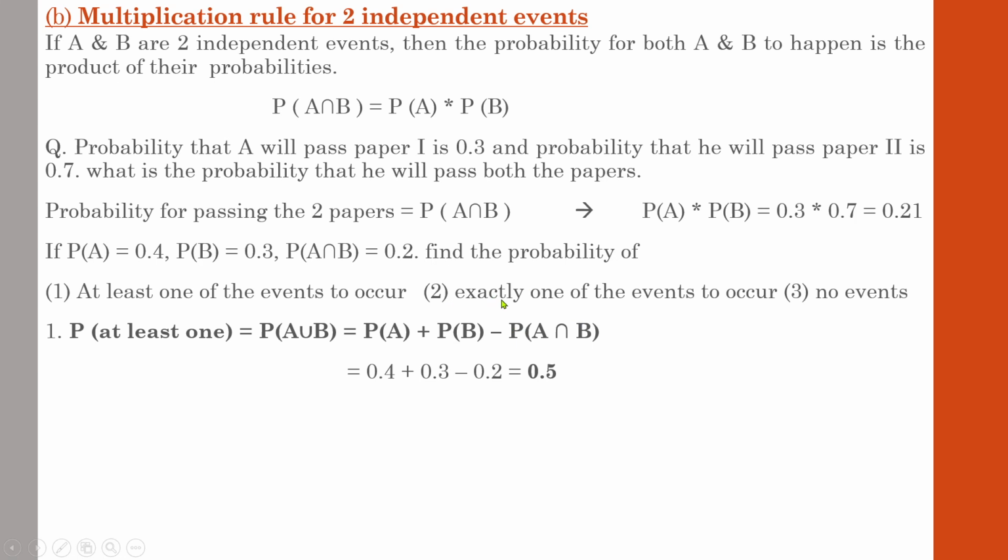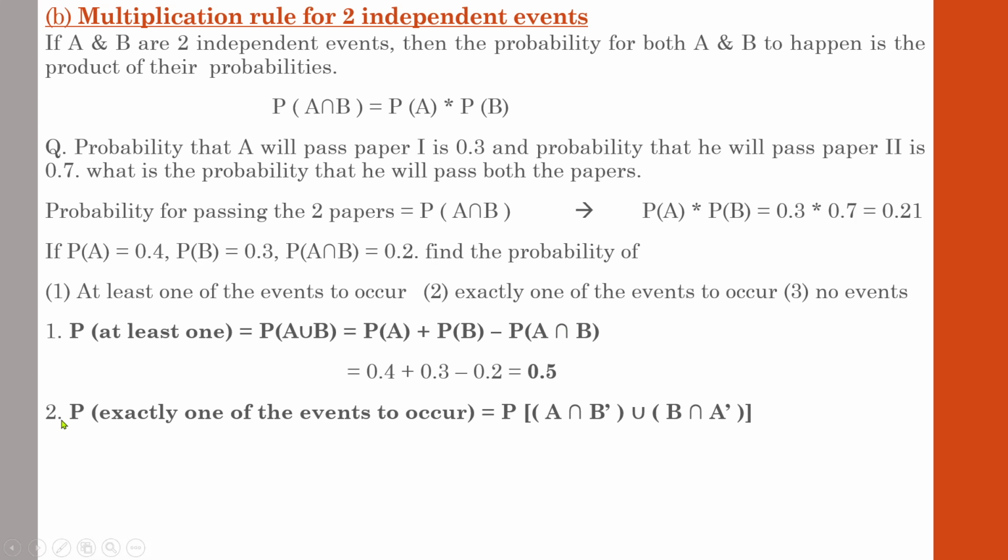Next one. Exactly one of the events to occur. The meaning of that also, I think we have discussed in the same area during the explanation of various terms with regard to probability. So exactly one of the events to occur is represented by P of A intersection B dash union B intersection A dash. I think you may have got the idea if you have gone through the previous sessions.